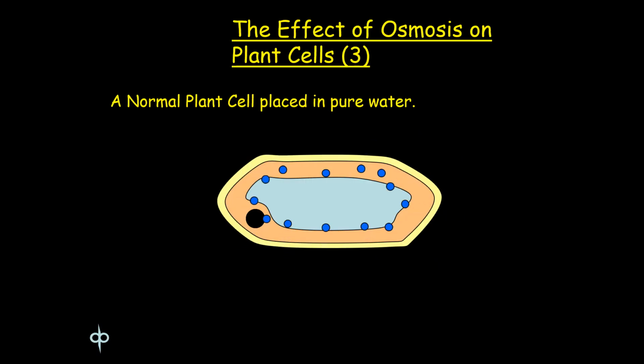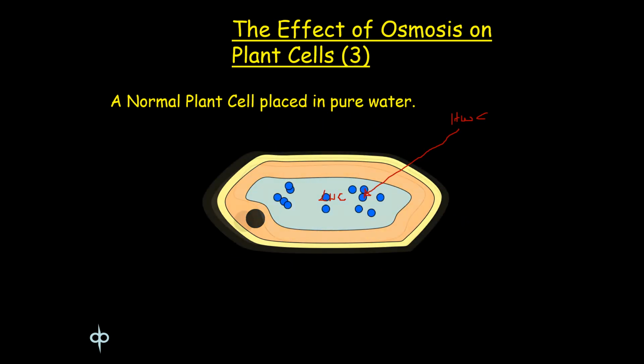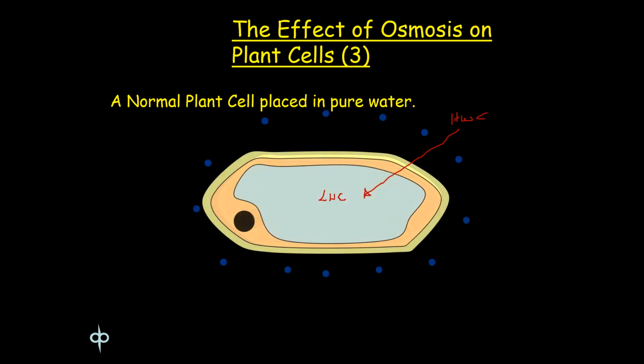So this is an animation of what we just said. So a normal plant cell is placed in pure water. So you've got your high water concentration on the outside and the low water concentration on the inside. And we know that by osmosis, the water is going to move from the high water concentration to the low water concentration through the selectively permeable membrane. And it's going to then cause this vacuole to swell, and it's going to cause the cytoplasm to push against the cell wall and also the cell membrane.